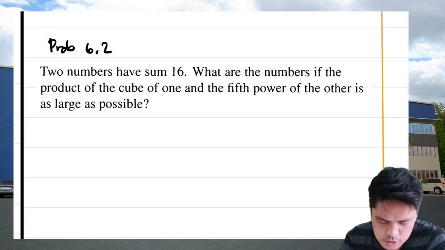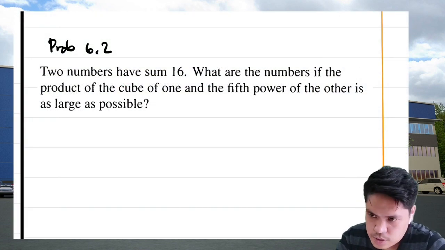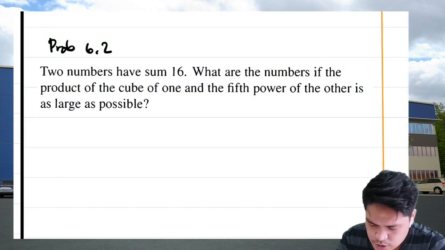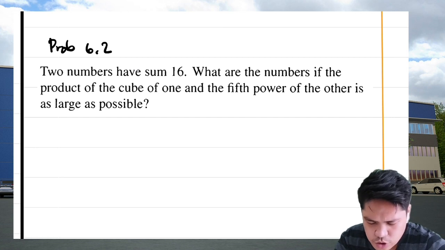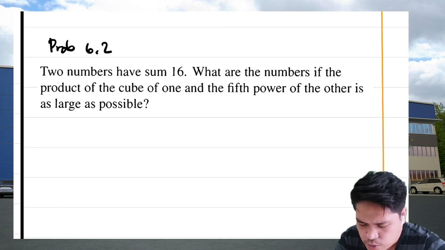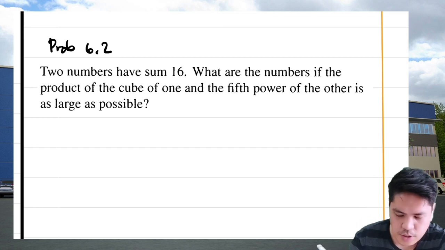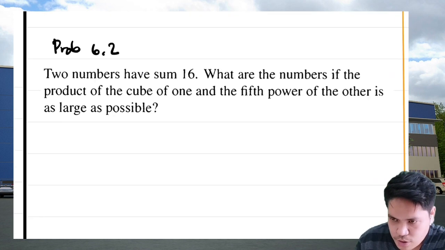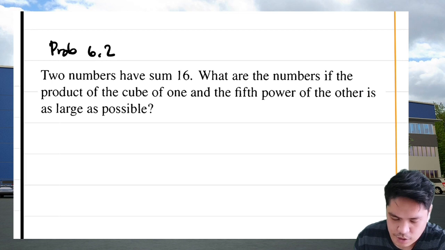Now let's try this next problem. Two numbers have sum 16. What are the numbers if the product of the cube of one and the fifth power of the other is as large as possible? So again, it is a maximization of the product.